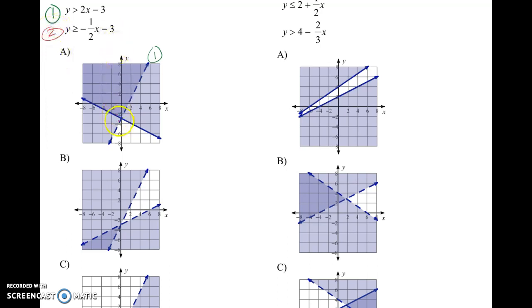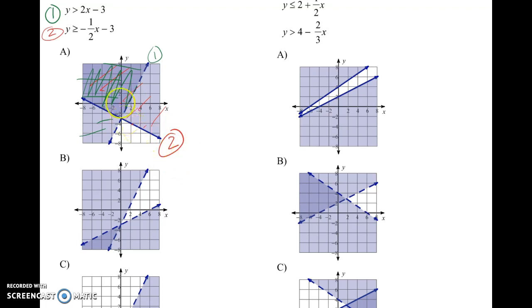I should be at -3, and I go down 1 and over 2. Good. It should be a solid line, and it says y is greater than or equal to, so it should be shading up. So our common shaded region, let me shade with the green. We should have shaded this way. Our common shaded region is in fact this. So A is the correct one.